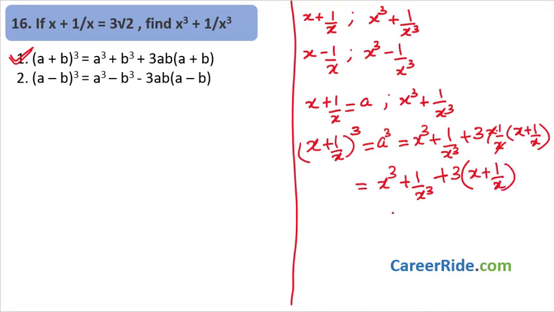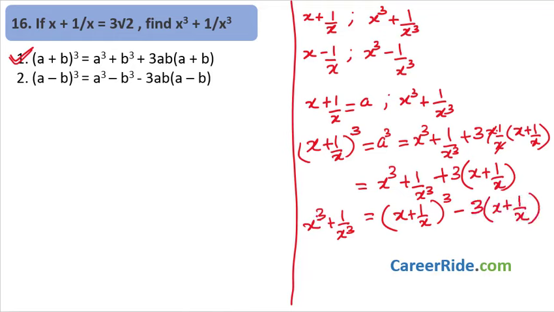From here, can you see one thing? From here, x cube plus 1 upon x cube actually becomes x plus 1 upon x whole cube minus 3 into x plus 1 upon x, right? So if x plus 1 upon x is given to you and you are asked the value of x cube plus 1 upon x cube, all that you have to do is you have to cube it first, right?